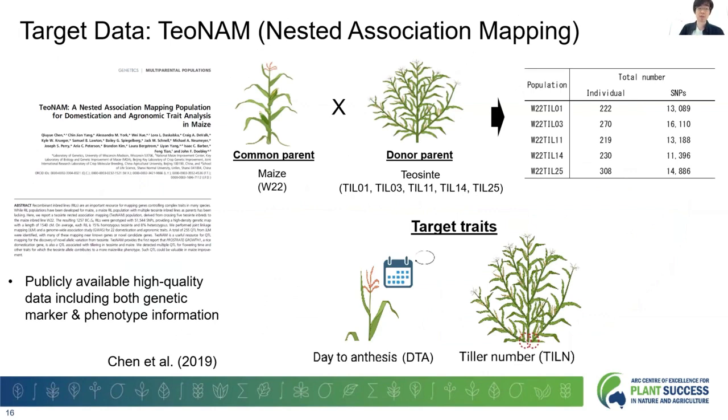This includes both genetic marker and phenotype information, so that we can do genomic prediction for our experiment here. In terms of target traits, I chose two different traits, D20 and serial number. I chose those traits because they are significantly important for crop yield prediction, and therefore the center has targeted the investigation of those traits as important traits for the research. That's why I chose those two traits to investigate.